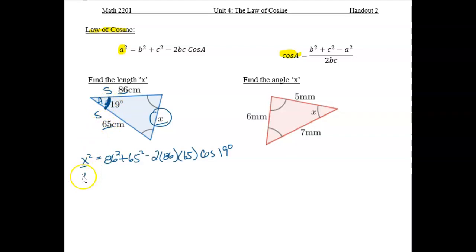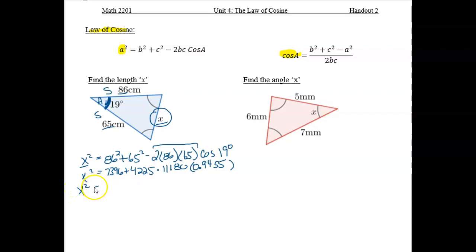So in this case now you have x squared equals 7,396 plus 4,225 subtract. So the next part, you're going to say 2 times 86 times 65, and that's going to give you 11,180. And cosine of 19 degrees, you need 4 decimal places, 0.9455.